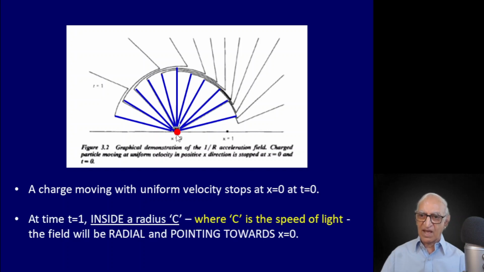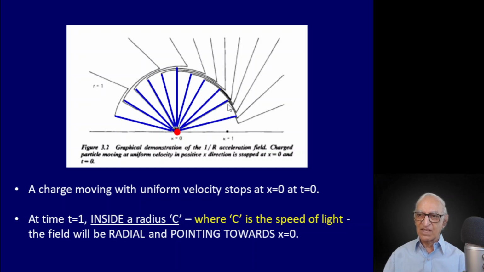Now, at a time t equal to 1, inside a radius of distance c times 1 second, c times 1 second is a distance. It is the distance up to which the electromagnetic radiation or signal, any signal, would have propagated in 1 second. And that I'm indicating by this semicircle over there.